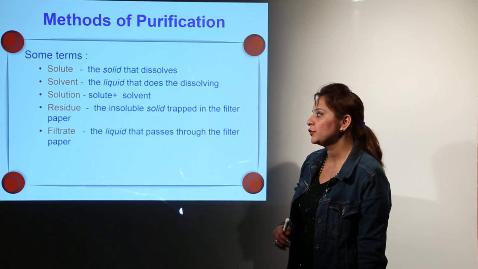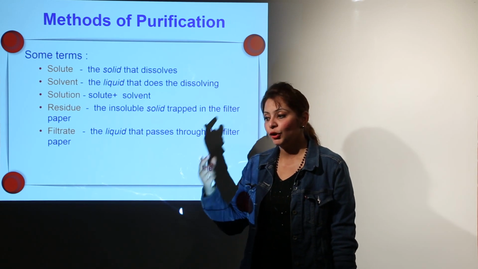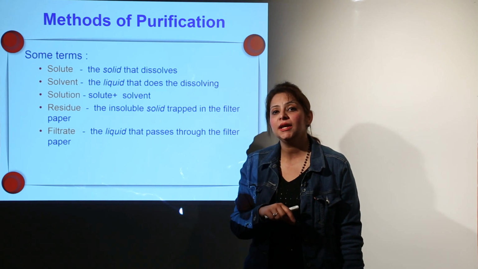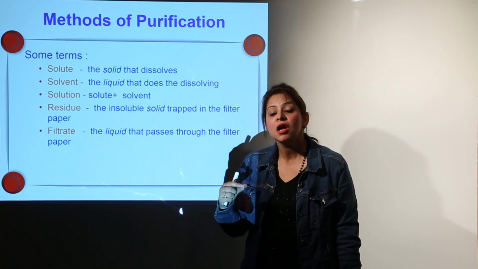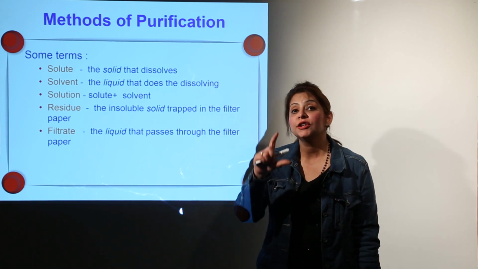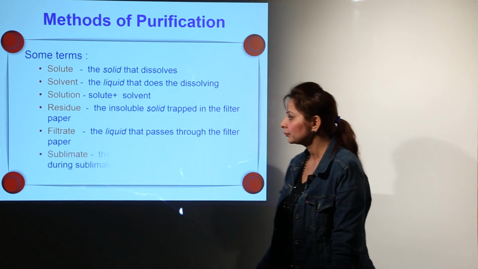The next is the filtrate. Using the same example, the sand solution which contains water and sand is passed through the filter paper. What happens? The sand sticks to the pores of the filter paper and the water just passes through that filter paper into another beaker. So the water that is obtained is called the filtrate.